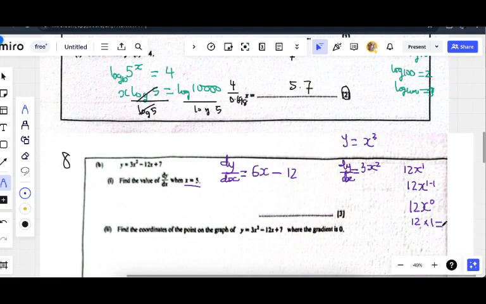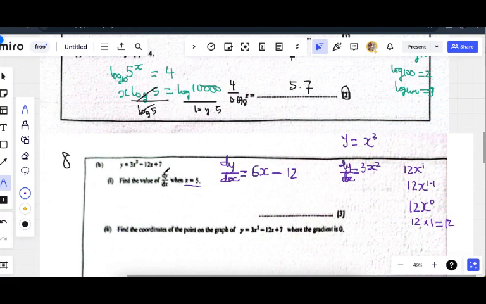So that's why when you differentiate any number with just x, you get that same number. So if you differentiate minus 12x, you get minus 12 back. So that's how we got this minus 12 here. So this is what we got.